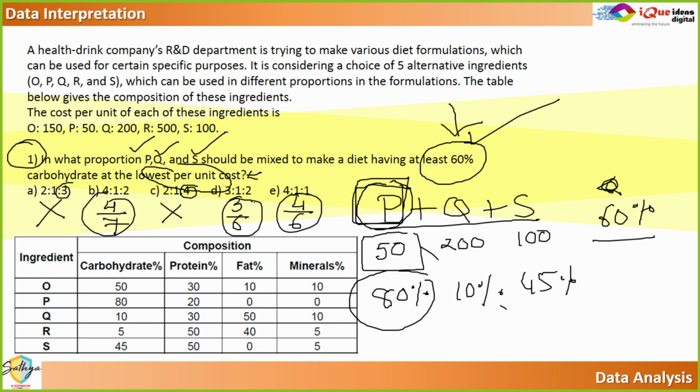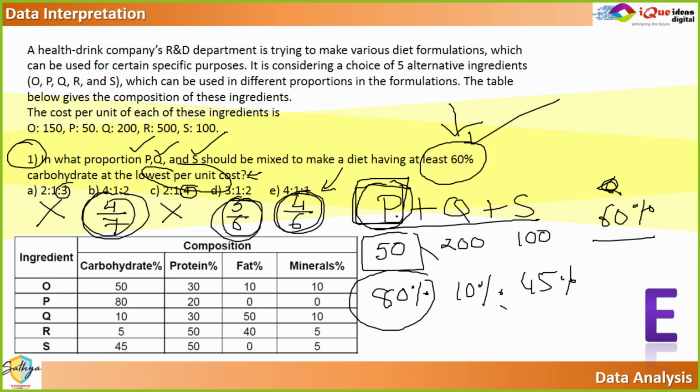E, right? This is half. This is 4 by 7. This is 4 by 6. 4 by 6 is a larger proportion of P. So using the maximum amount of P is beneficial. So option E, 4:1:1, should be my ratio.